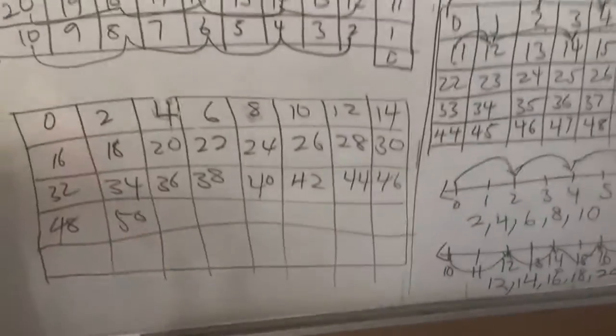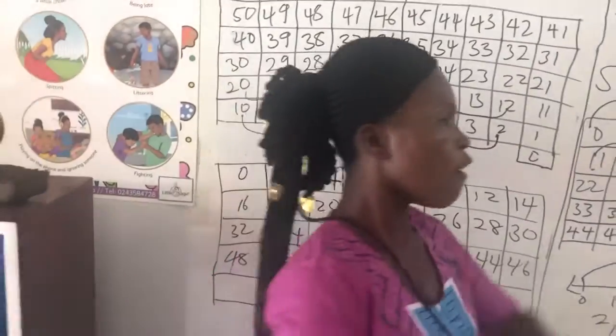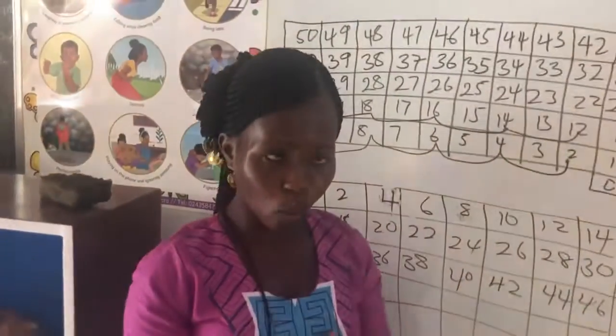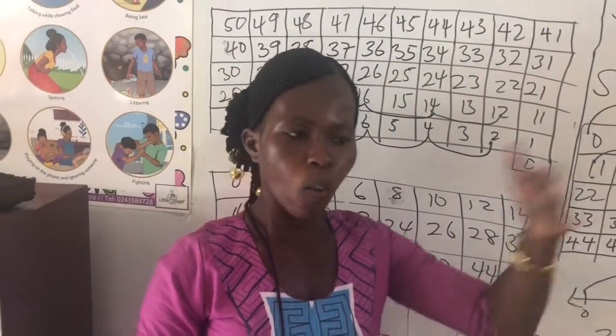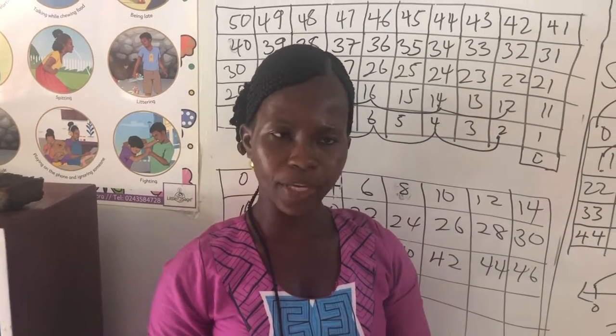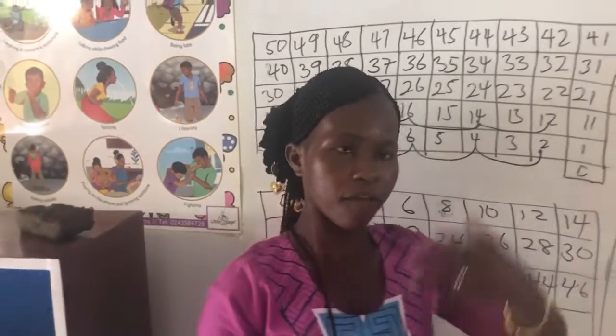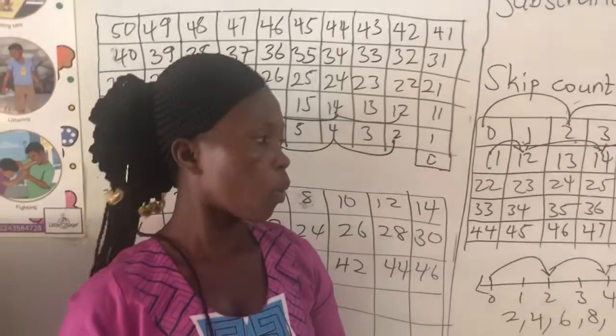All that is needed for you to understand is that in counting, we can count forward and backwards. Once forward or once backwards. And again, you can count 2s forward and 2s backwards.